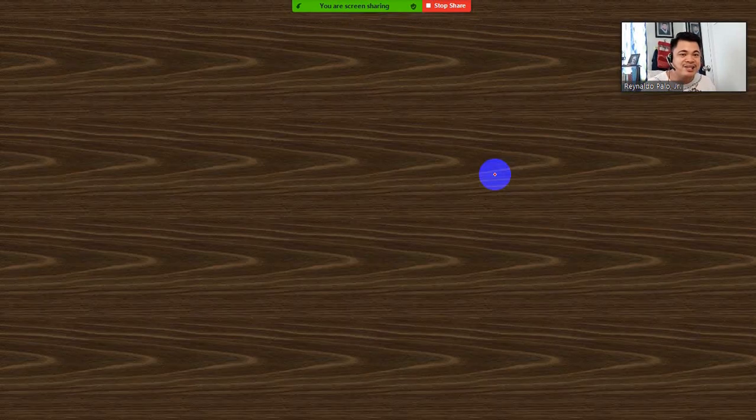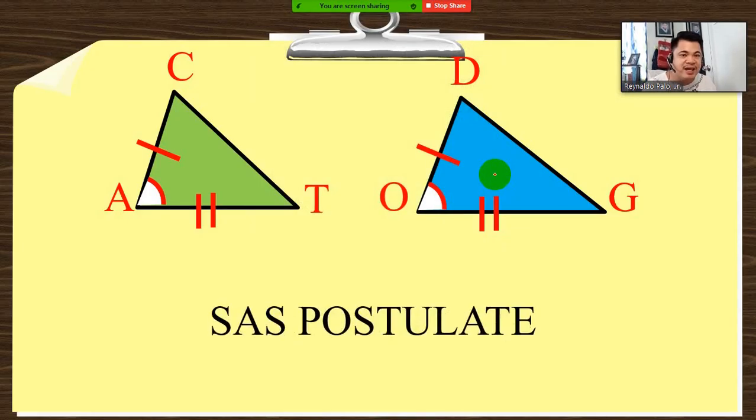So that's the SSS postulate. This time, let's have the SAS postulate. So what do we mean by SAS postulate? We have the side angle side postulate. Alright, so what do we mean by this? If the two sides and the included angle are congruent to two sides and the included angle of the other, therefore the two triangles are congruent.